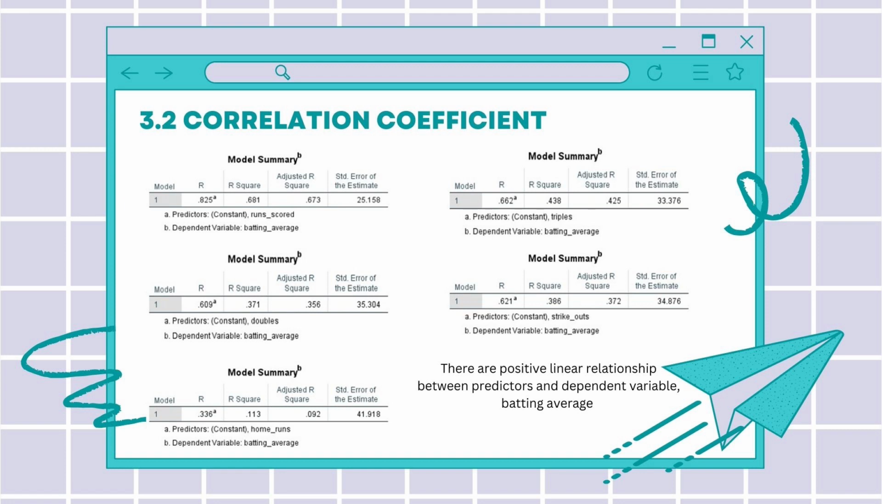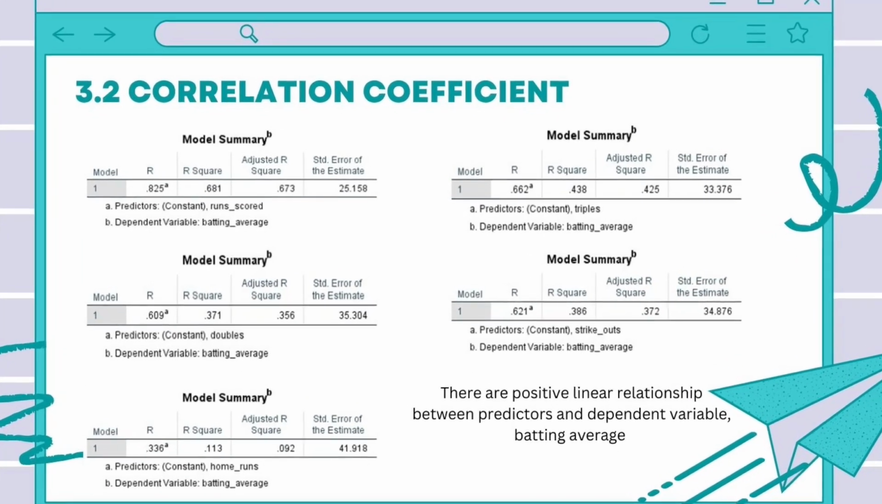In addition, the home runs predictor also recorded a positive linear relationship between home runs and batting average, with an R obtained of 0.336. And last but not least is the strikeouts predictor with an R value of 0.621, which shows that there is a positive linear relationship between strikeouts and batting average.